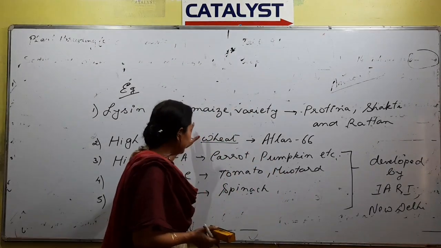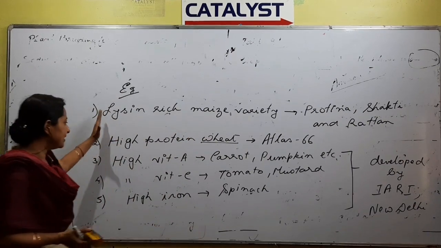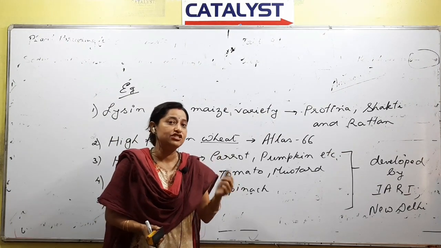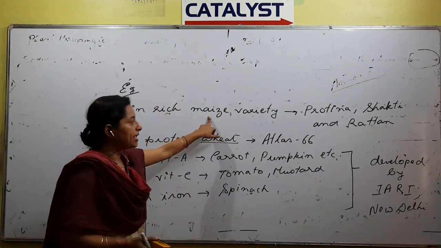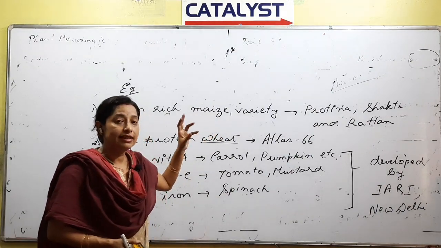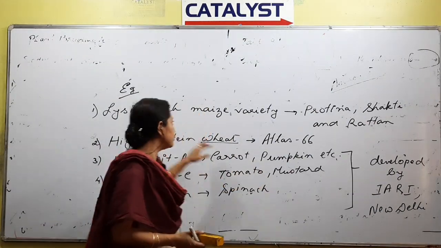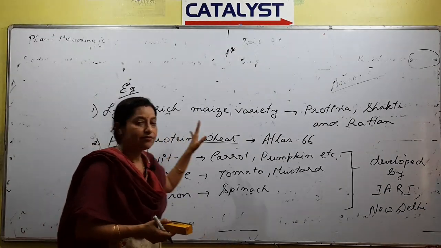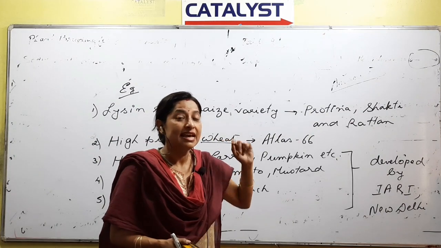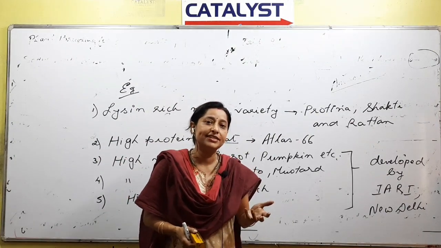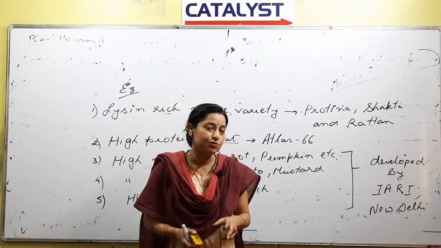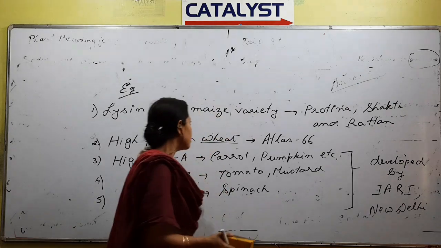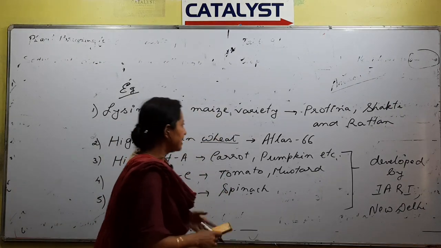Next, since we are talking about plant breeding, there are certain types of plants that have been newly created which have a high source of some essential nutrients. For example, if you are talking about maize, some maize varieties have been produced in which the lysine content is higher. Earlier what we discussed is that whenever we are talking about cereals, cereals are always deficient in two types of amino acids, that is lysine and tryptophan. So what did the scientists do? They created a plant that is rich in lysine. Examples of maize that is rich in lysine are Protina, Shakti and Ratan.